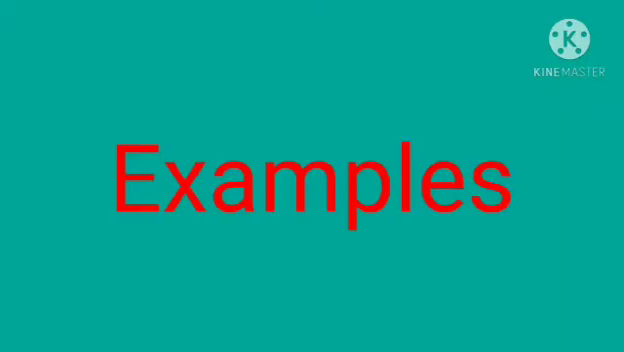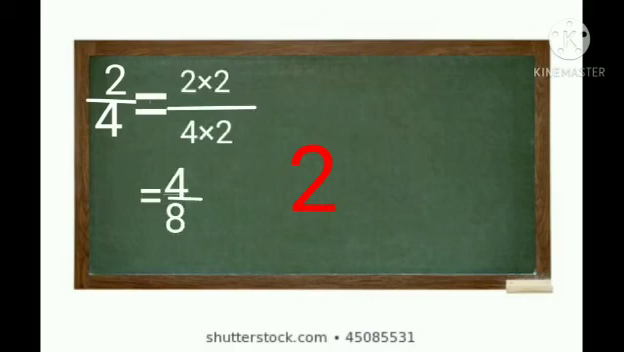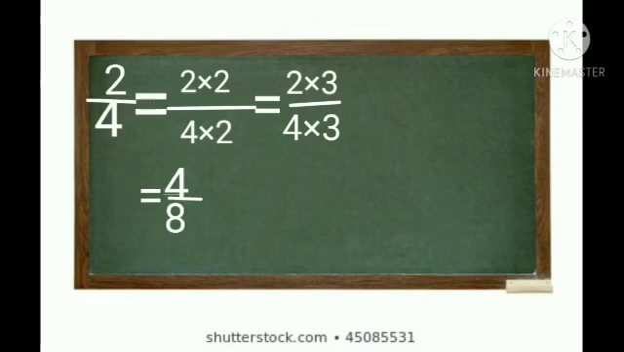So we can see the example. First one, 2/4. So first number 2. 2 into 2 by 4 into 2. That means 2 2s are 4, 4 2s are 8. And the next number, 2 into 3 by 4 into 3. That means 2 3s are 6, 4 3s are 12.